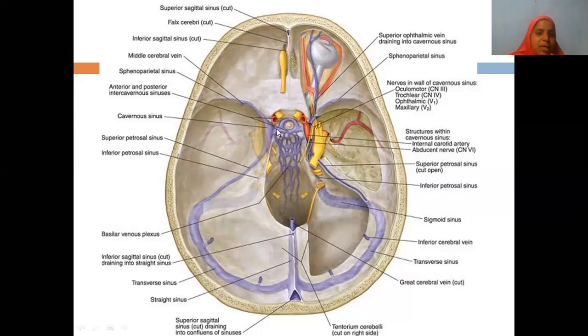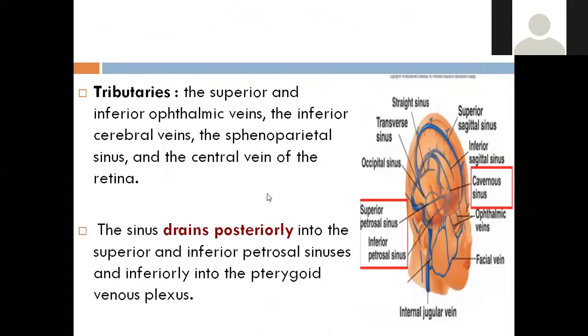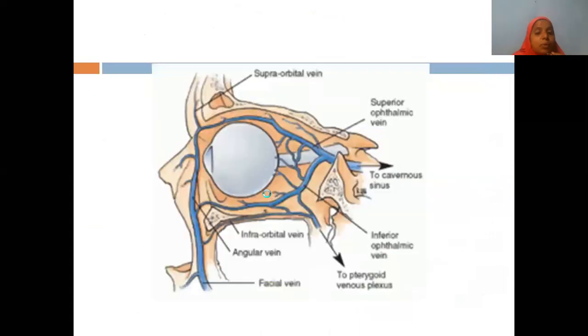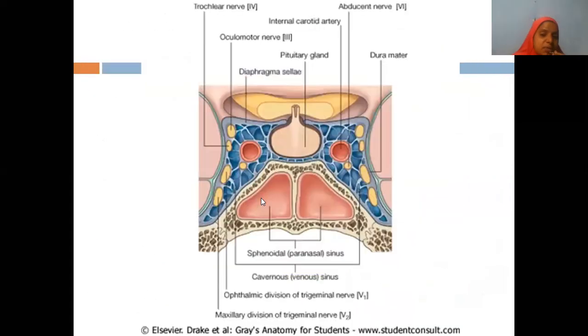Roof, optic chiasma; floor, foramen lacerum; anteriorly, superior orbital fissure; posteriorly, the apex of the petrous part of the temporal bone; medially, pituitary gland; laterally, the third, fourth, and fifth cranial nerves. In the center, what do we have? The internal carotid artery. So all these I want you to remember thoroughly because it's an essay question.